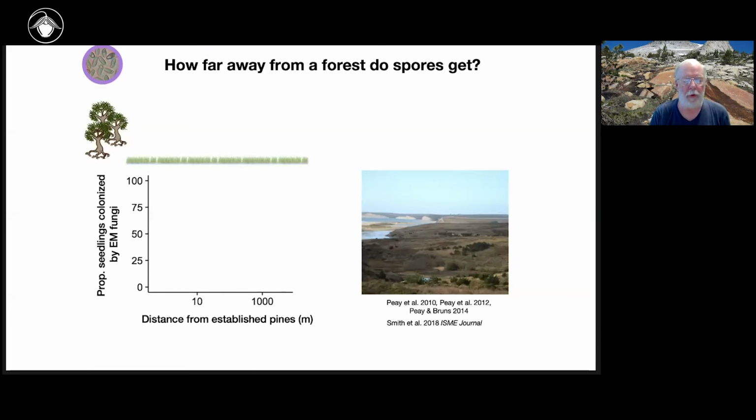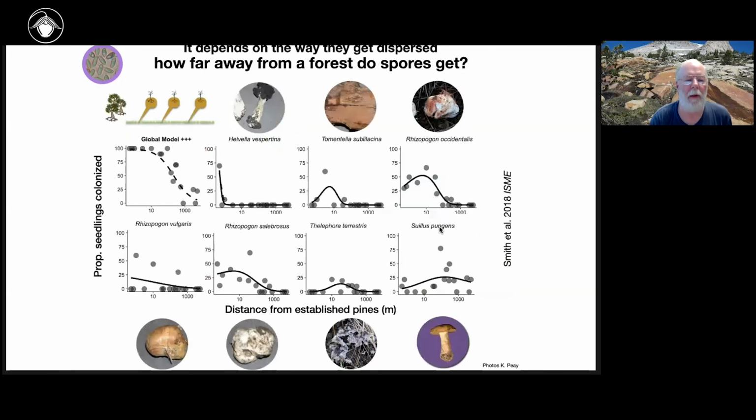So for this, we'll turn to some recent work from Kabir Peay's lab. And what he did was collect soils across distances from established trees, going from right next to them out to about 1 kilometer, and then take that soil and bioassay it and say, okay, who's there and how much do we see? And when he does that, we get some different curves with different species.